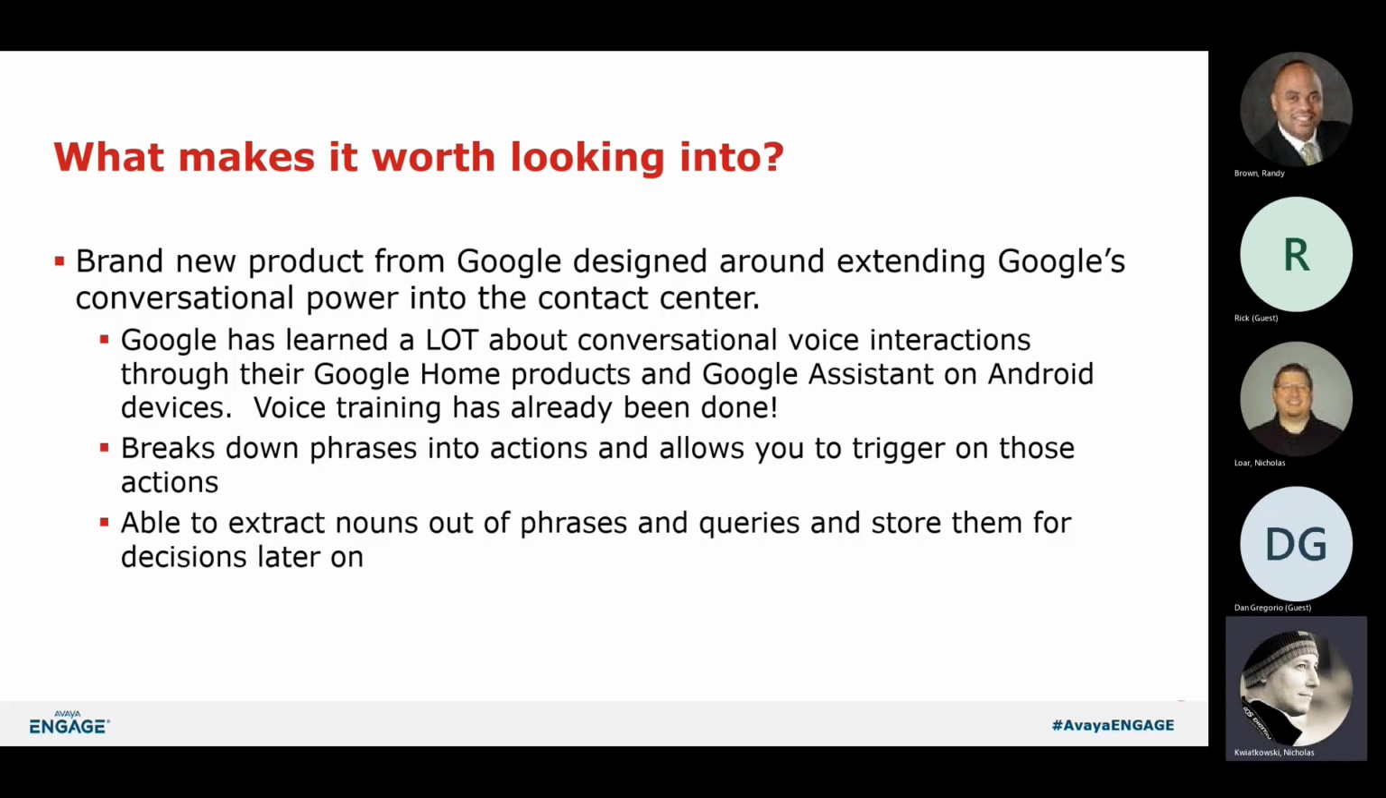So you may not say the word appointment. You might say, I need to schedule something on my calendar. Google knows, hey, that association with calendar and with appointments is probably close enough, so we're going to send you that direction.